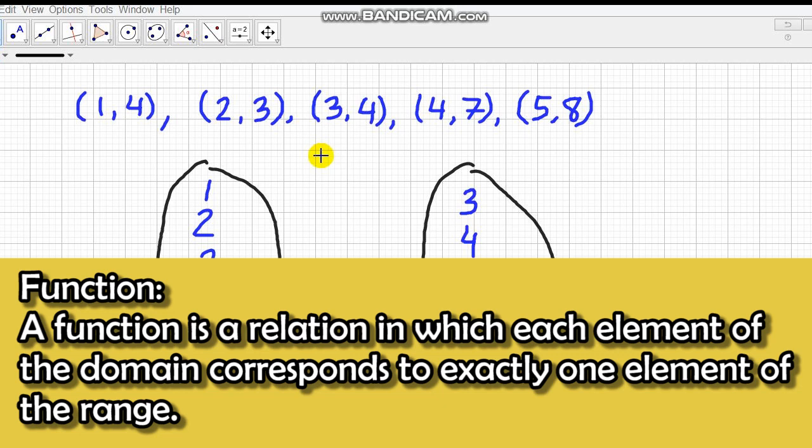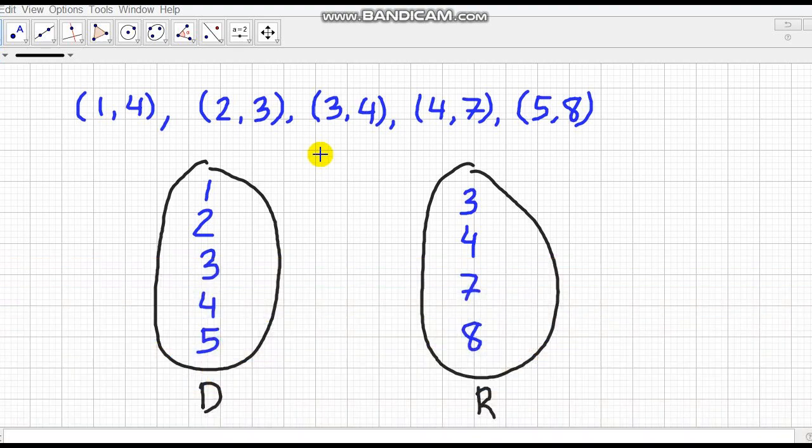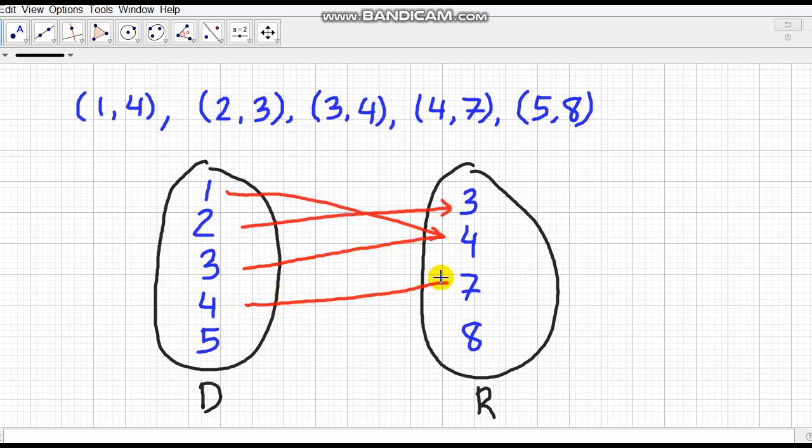Now, a function is a relation in which each element of the domain corresponds to exactly one element of the range. So, in our relation earlier, we can do a matching like this. 1 goes to 4, 2 goes to 3, 3 goes to 4, 4 goes to 7, and 5 goes to 8.